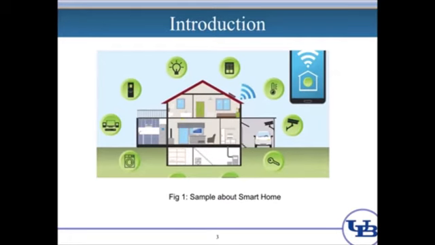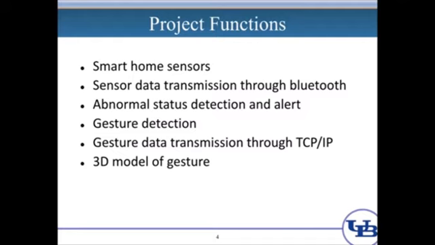So first we need a smart home system to help them live. So we made a smart home system, and we got smart home sensor data transmitted through Bluetooth. You can also use LoRa or something. And then abnormal state detection for security. And then the gyro detection, gyro data transmission through TCP/IP and the 3D model of the gyro. That's an Apple app.